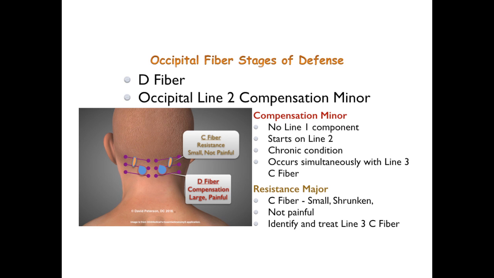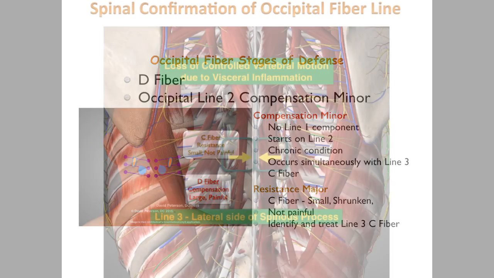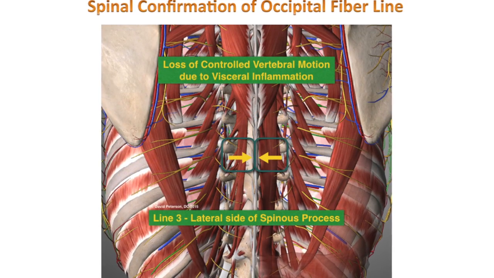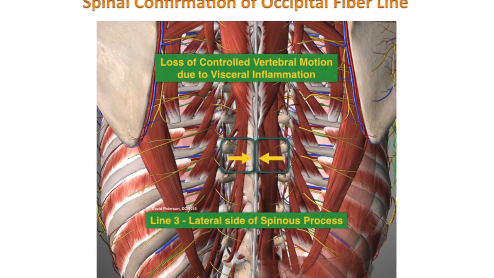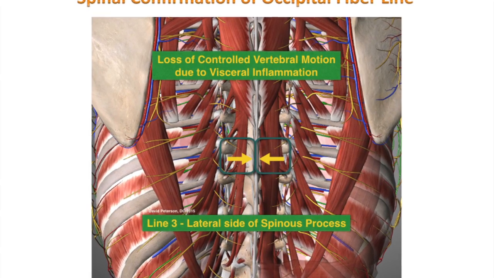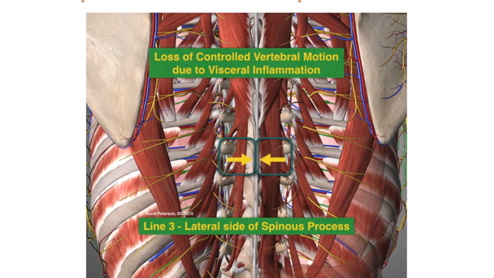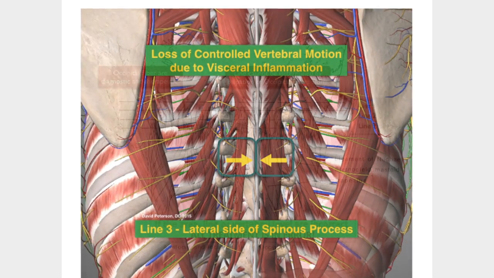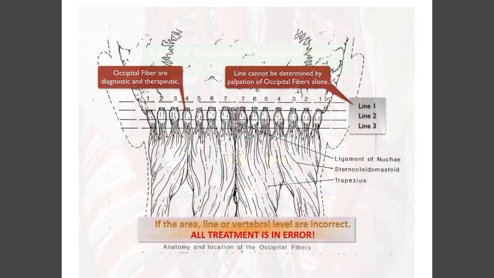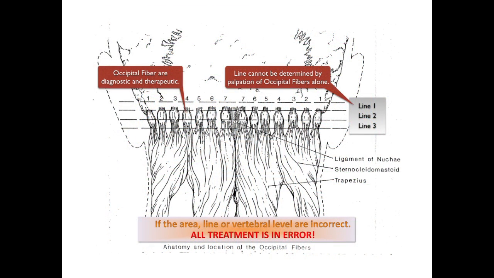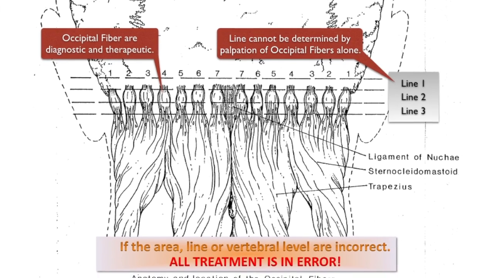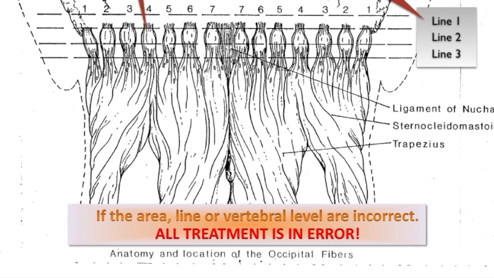The line 3 fiber in this patient was small and not painful to palpation, but felt good when pressure was applied. The D fiber was large, swollen, and painful to touch. Without confirmation at the vertebral level, the D fiber would have been considered the treatment major, which brings up a third observation by Dr. DeJarnette. If the area, line, or vertebral level are incorrect, all treatment is an error.